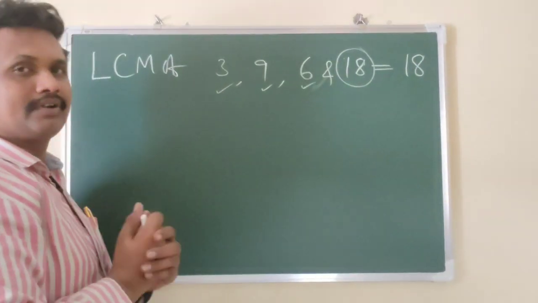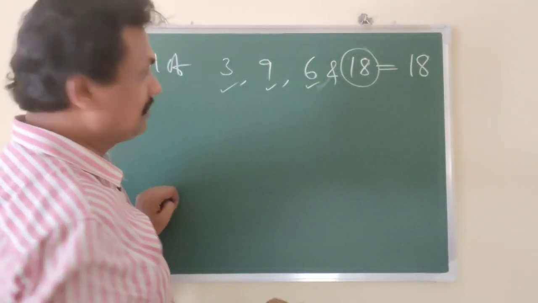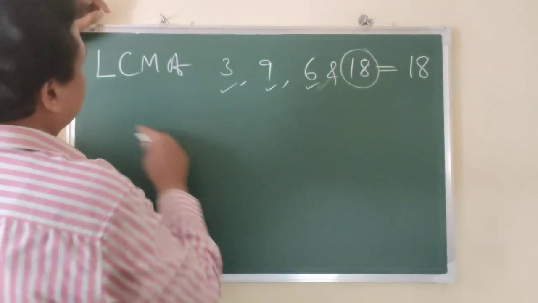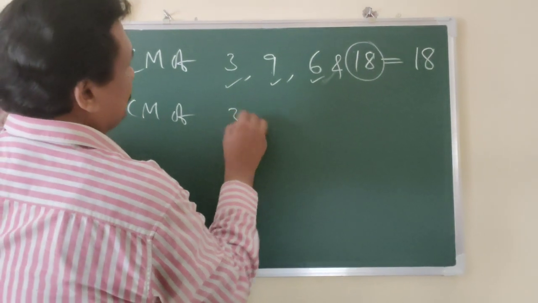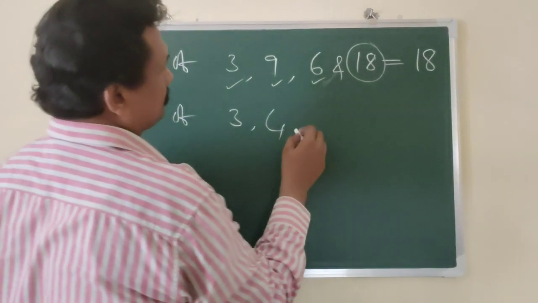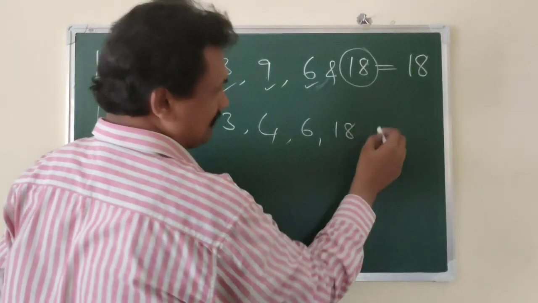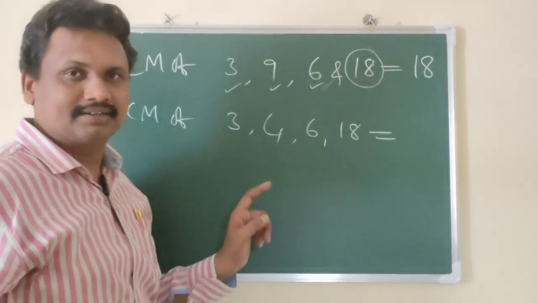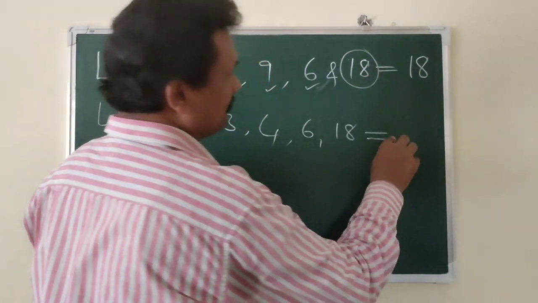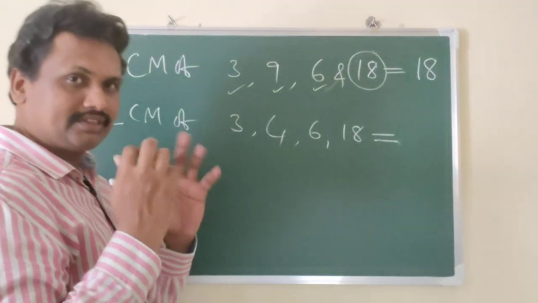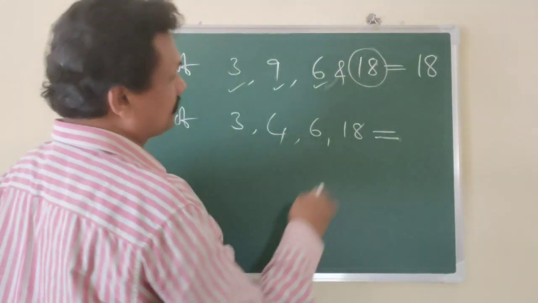Suppose it is not dividing, what do I do? I will say that also. Now suppose we want to find the LCM of 3, 4, 6, 18, like this. These are all denominators. In competitive exams, in any important exam, sometimes you want to do it within less time. I will explain the speed technique.